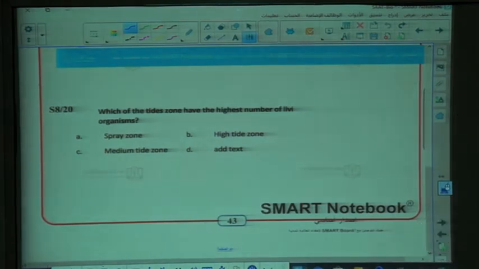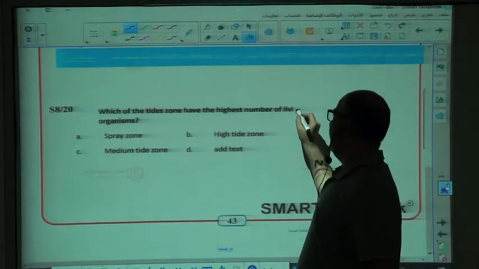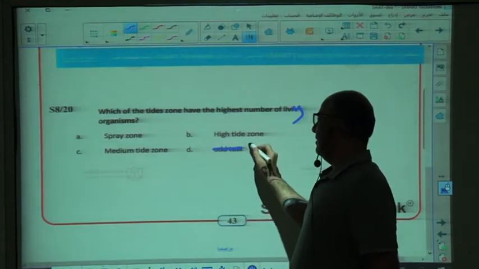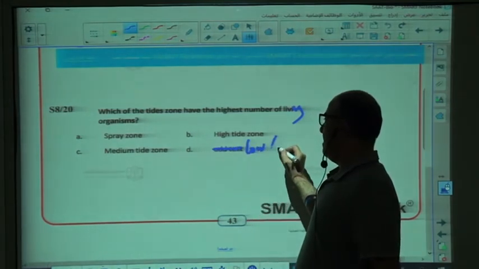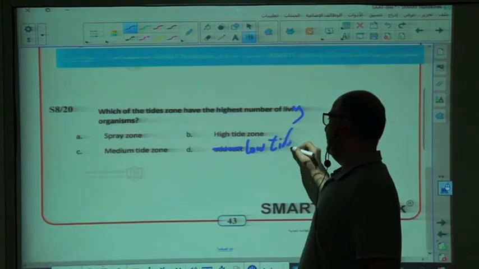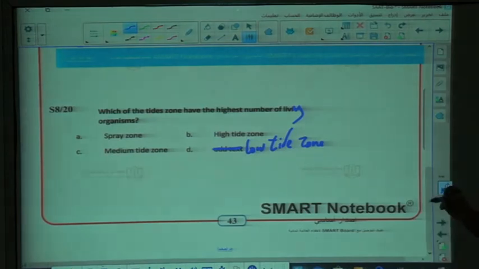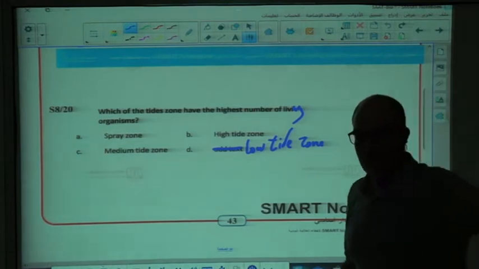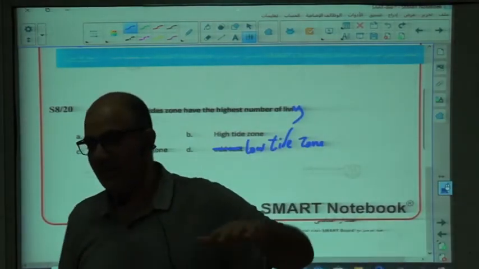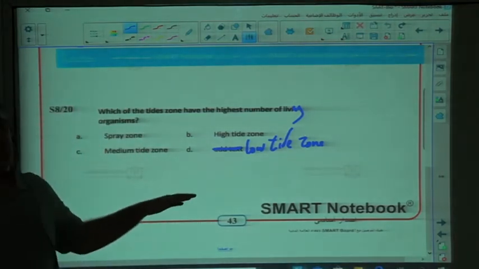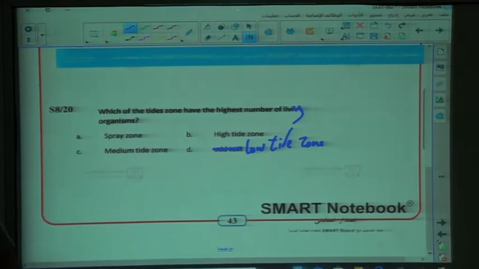Which of the tide zones, guys, has the highest number of living organisms? Spray zone, high tide or low tide? Low tide, guys, because it is always covered with water. In the low tide zone we can find more animals, more plants. Okay guys.